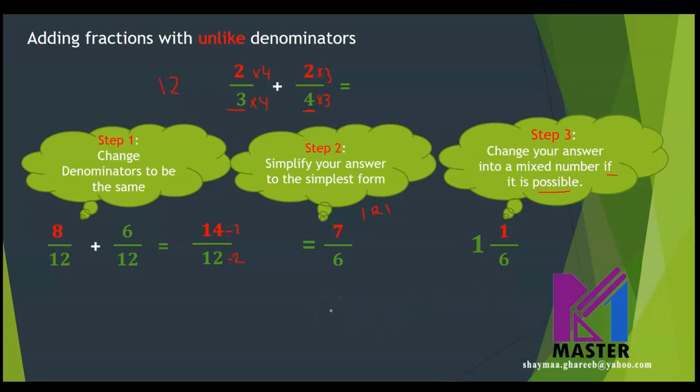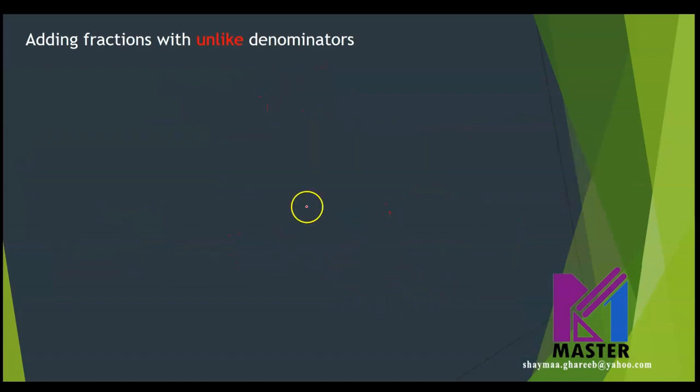So in order to add fractions with different or unlike denominators, the first step is we have to change the denominators to be the same. Then we add normally. Then we simplify our answer to the simplest form. Then we write the answer as a mixed number if it is possible or if the fraction is an improper fraction. Now let's see one more example.